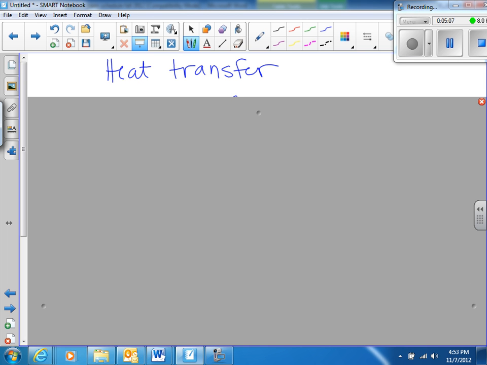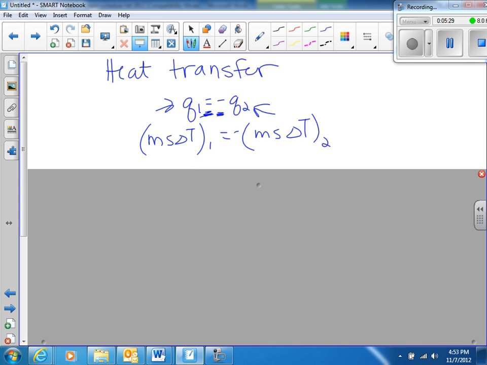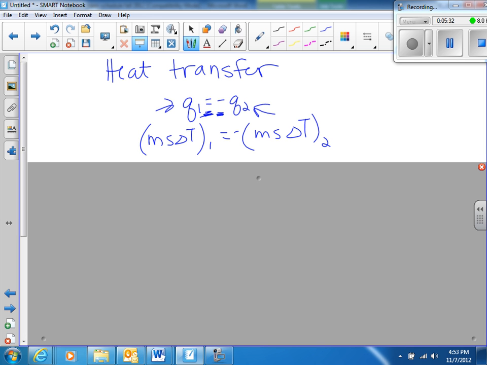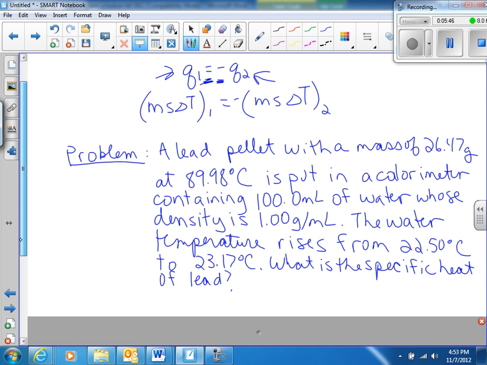Now we're going to move on to heat transfer. This is where heat is going to be transferred from one substance to another. When we have heat transfer, we have Q1 is negative Q2. So the heat flow for one substance is equal and opposite to the heat flow for the second substance. Q1 is negative Q2. And we already know Q is ms delta T, so we just plug ms delta T in for Q of substance 1 and Q of substance 2. What does that look like in a real problem? Well, here's our problem.